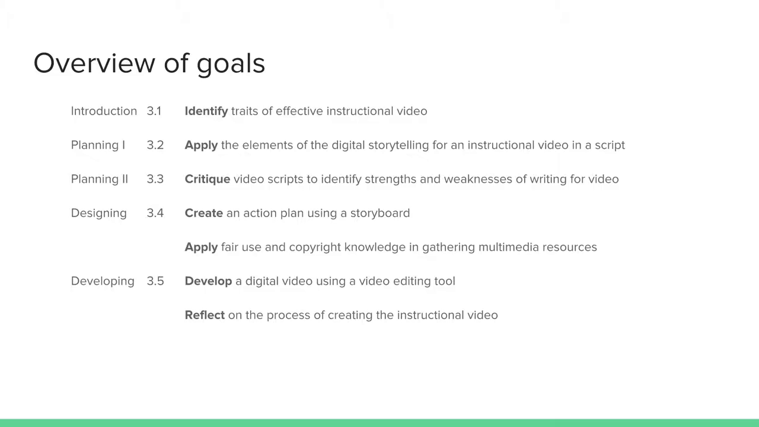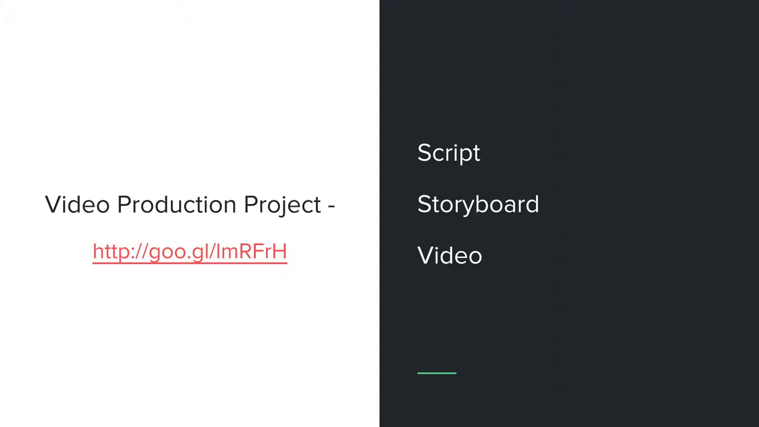So let's take a look at an overview of what we'll be doing during this module. So first, you'll get an introduction to video, and then you'll be doing some planning through writing, and then you'll design a storyboard, which is kind of like a blueprint of your video, and in the final stage, you will be developing and submitting your video production project. So the deliverables are a script, a storyboard, and your video in the final project. And as you're working on these parts, in between there will be exercises to help you improve on each of these deliverables.